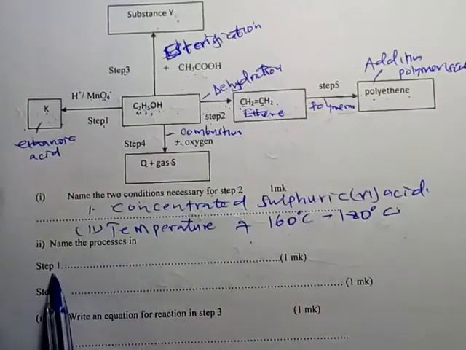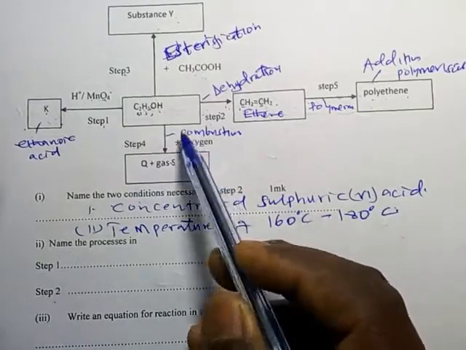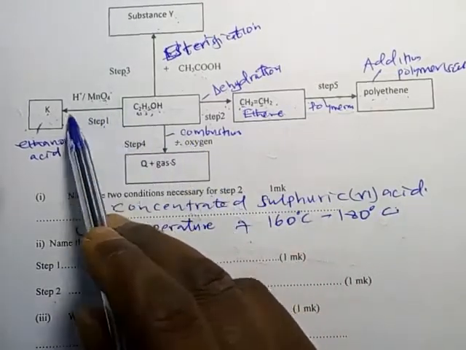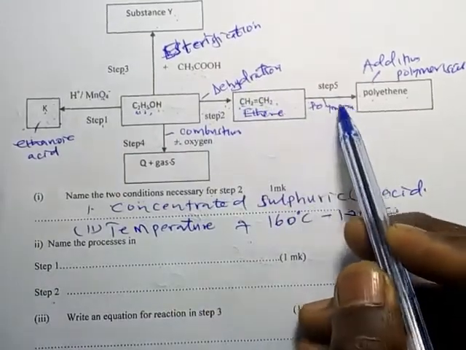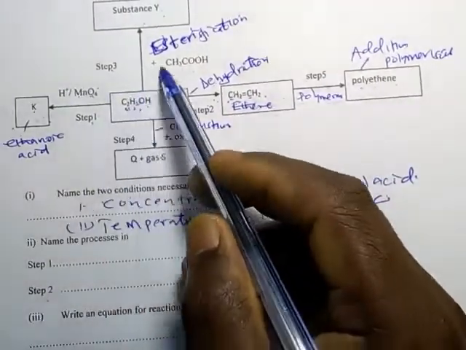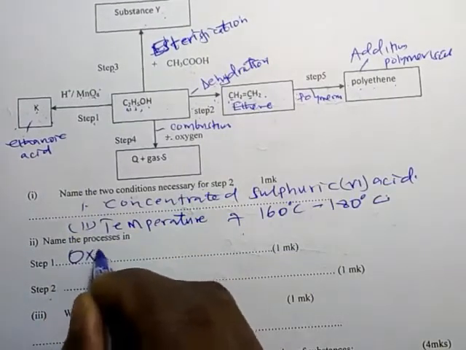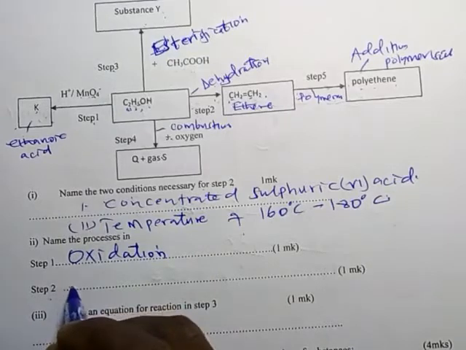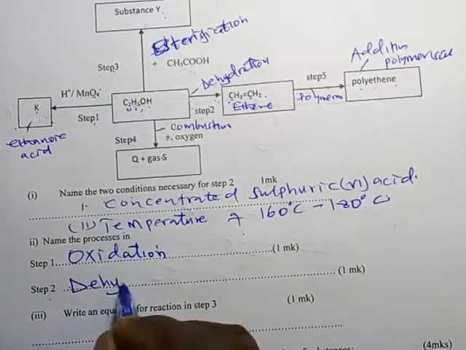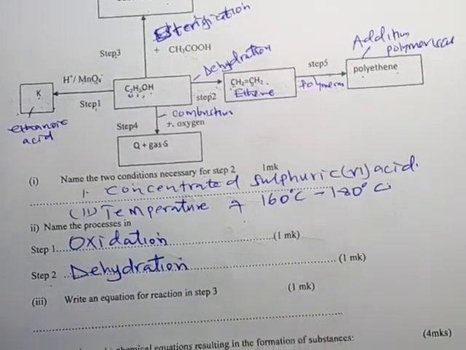Name the process in step 1, step 2. We said step 4 is combustion, step 1 is oxidation, step 2 is dehydration, and step 5 is polymerization. Step 3 is esterification. So therefore step 1 is oxidation, the addition of oxygen. Step 2 is dehydration, the removing of water. That's what it means.